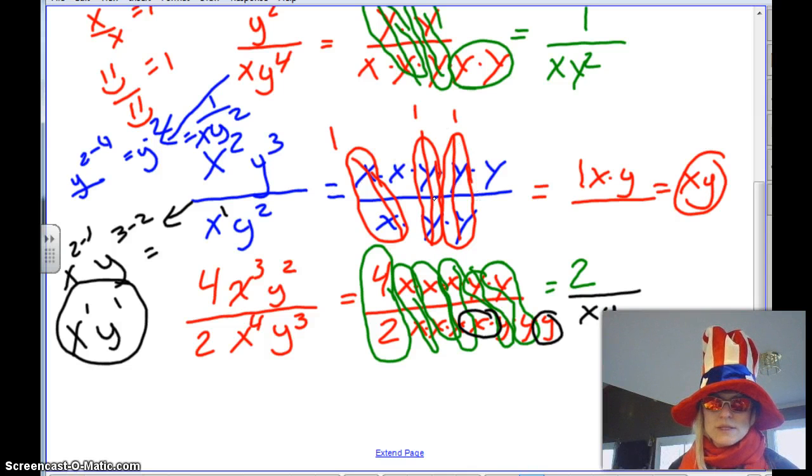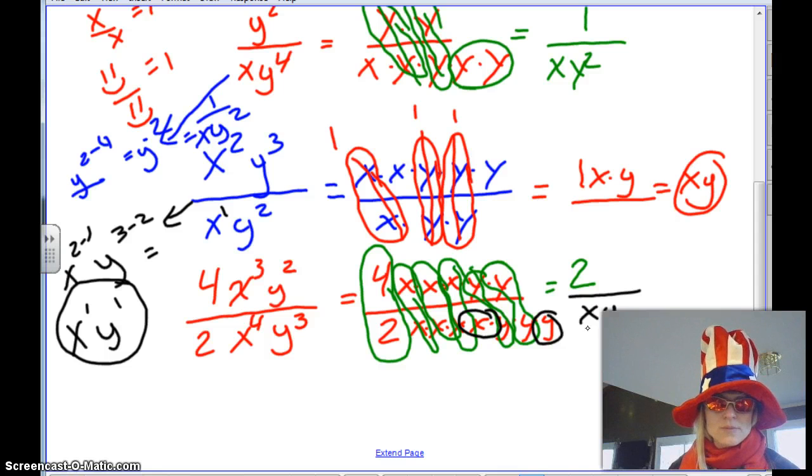To me, this process, even though it's a little more work, makes more sense. But if you're fine with the subtraction of exponents, you can use that shortcut. And it works here. Here we have 3 minus 4, which is x to the negative 1, so I put it on the bottom for x to the positive 1. And then for the y, we'd have 2 minus 3, which is y to the negative 1, which we put on the bottom for y to the positive 1.